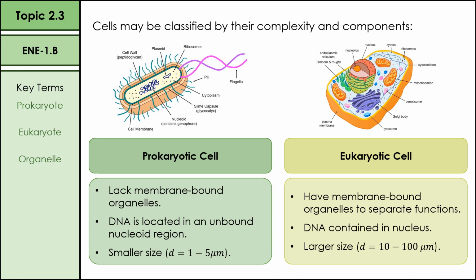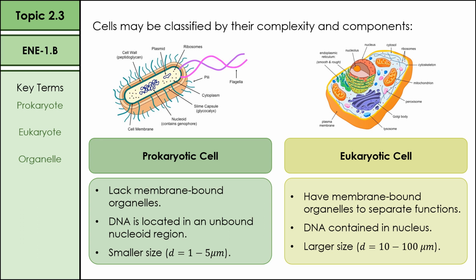Now, in contrast, our eukaryotic cells are our more complex cells. These include animals, plants, fungi, and protists, and they do have membrane-bound organelles to separate all of these different functions. And in this video, we're going to look at a lot of those organelles and the specific functions that they play within a cell. So you can think of organelles like organs in your body, where each has a role to play in keeping the cell functioning at optimum efficiency.